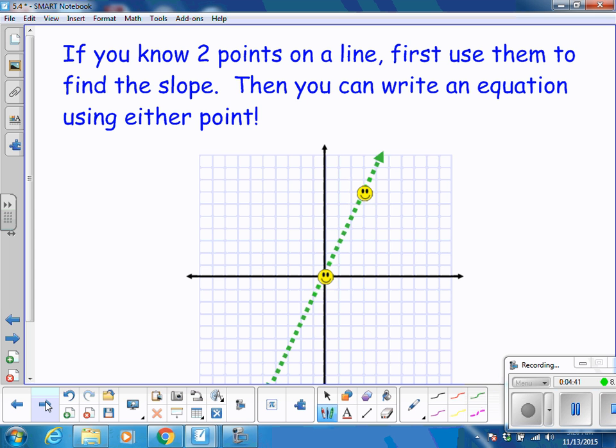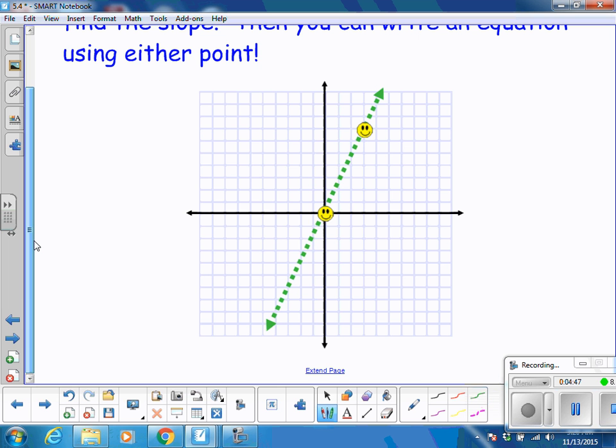If you know 2 points on a line, first use them to find the slope, and then you can write the equation using either point. This is when it gets really interesting. We kind of did this already once, so I'm going to go ahead and find the slope. I'm going to find my rise over run, so 1, 3, 4, 5, 6, 7. So it rises 7 and runs 1, 2, 3. So my slope is 7/3.